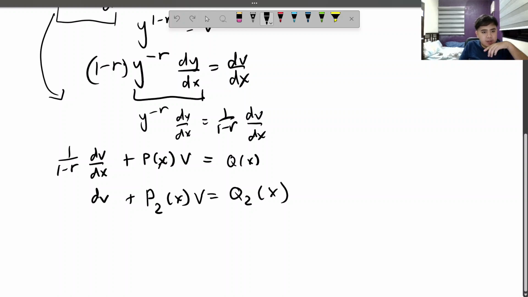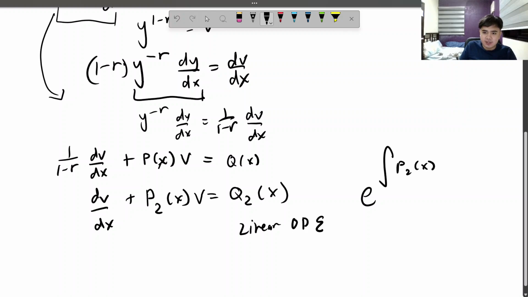Oops, sorry. What can we see here? This is another linear ODE. And from here, we can use the usual suspects. So the special integrating factor, which is this. So we can use that and whatnot in order to solve fully the differential equation.